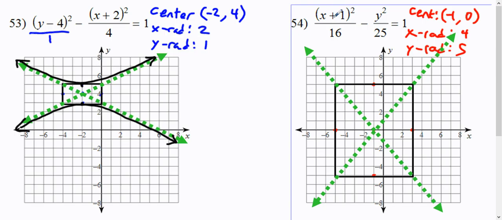Then, since the x squared is first, it's positive. It's going to be open in the x direction, so along the x-axis. So it's a sideways hyperbola. And it just has to go with the asymptotes and touch the points on the rectangle. And there we go.